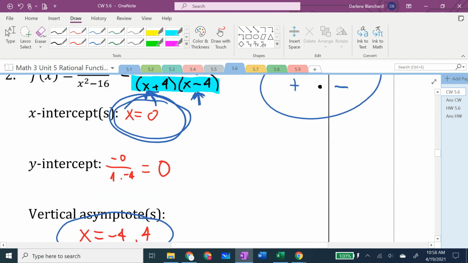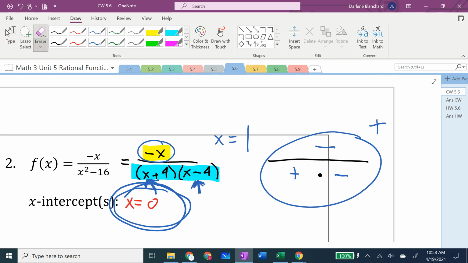Then I plug in x equals 10. And I'm going to erase my signs. In the numerator, negative 10 is negative. 10 plus 4 is positive. 10 minus 4 is positive. One negative altogether. The fraction is negative.